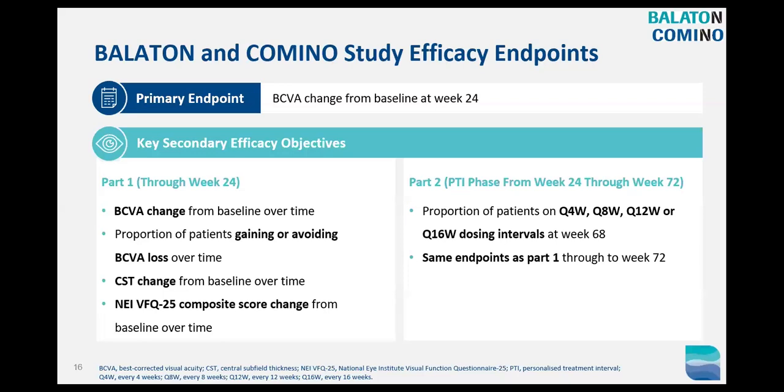And the second part, from week 24 to week 72, similarly, now looking at the proportion of patients who are on Q4 weekly, which means injecting every 4 weeks, every 8 weeks, every 12 weeks. So the patients who, for example, have done so well that by the time you're on Q16 dosing, it means they're injected once in 4 months. I mean, what beats that? You know, that's where you'd want to be. So you come to the hospital for visits 3 times in a year, literally. That would be a real world kind of game changer. Same endpoints in terms of vision and OCT.